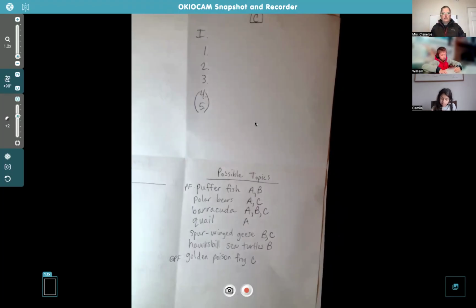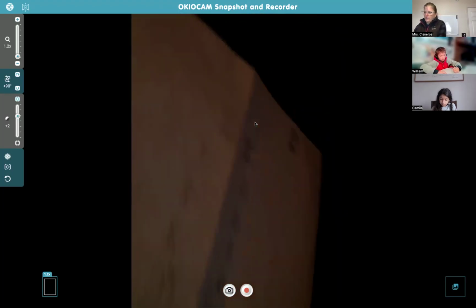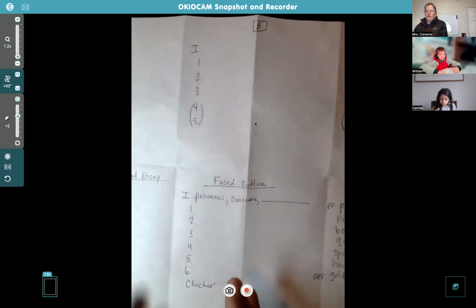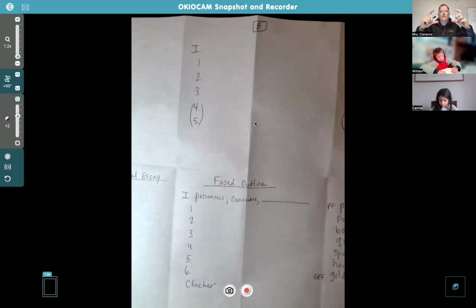That's okay. Just make sure when you work on your fused outline, you group together the same animal facts. Okay, don't mix them up. Like, don't jump around with those facts. So you put two together for the pufferfish, and put two together for the golden poison frog, and then put two together for your other animal. Does that make sense, Camila? Kind of, I hope.